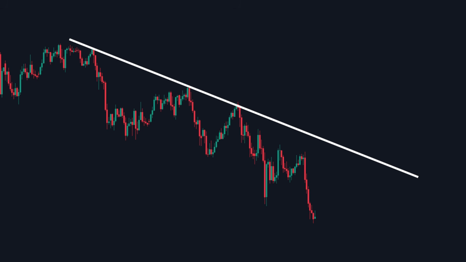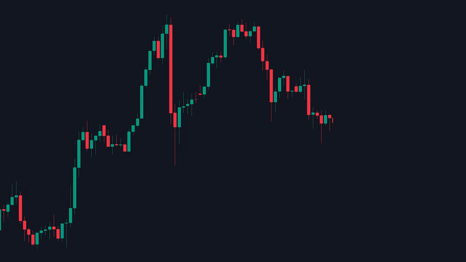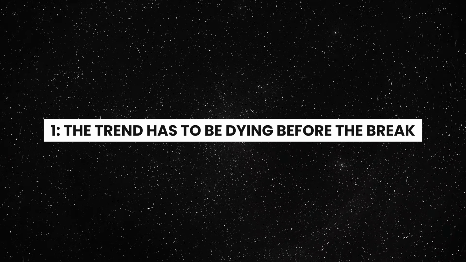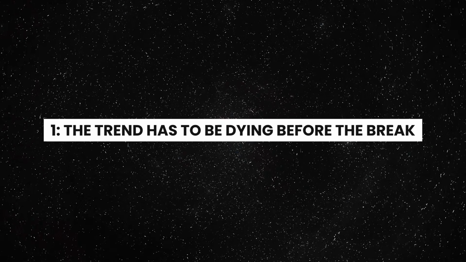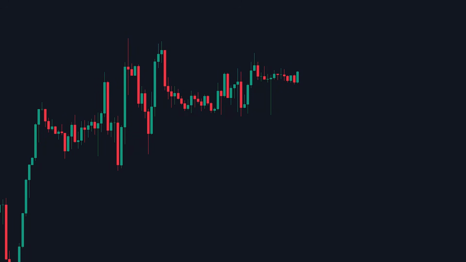So if most trendline breaks are traps, how do we trade the ones that are real? That's setup number 2, and it has 3 conditions that filter out almost every fake break automatically. Condition number 1, the trend has to be dying before the break, not because of the break.